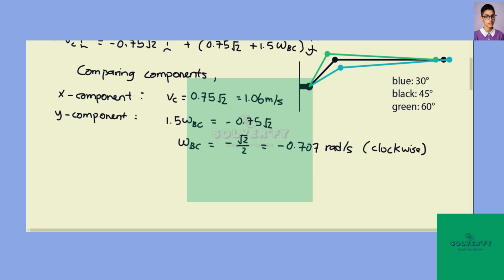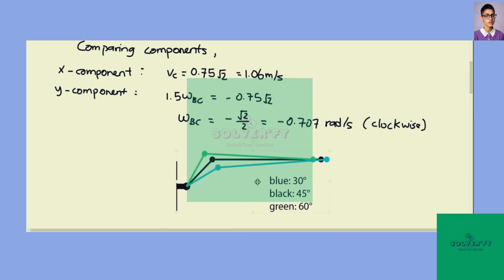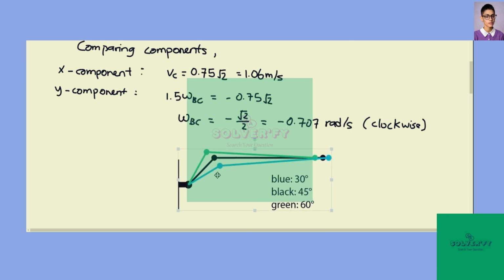When you're asked to sketch the positions of link BC, this is how the diagram looks. This is point A, this is point B, and these are the positions for point C. The blue line is when theta is 30 degrees, the black line is when theta is 45 degrees, and the green line is when theta is 60 degrees.